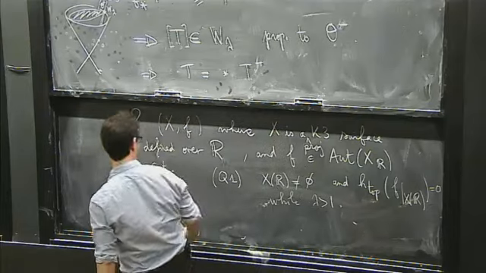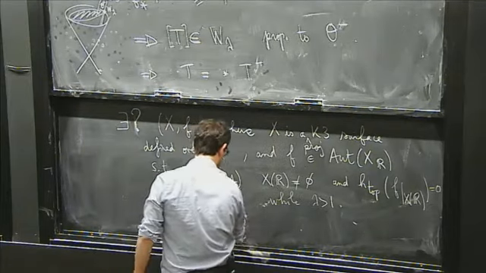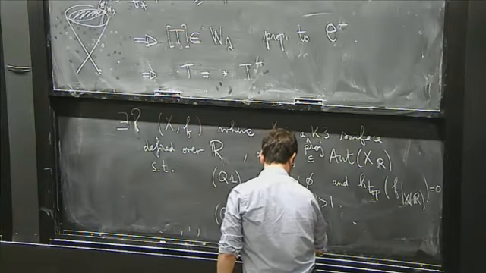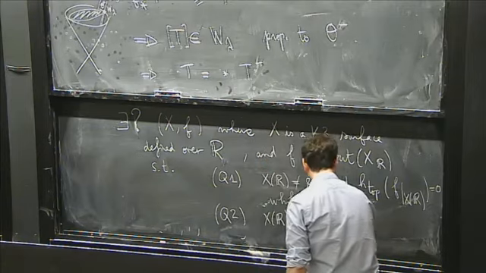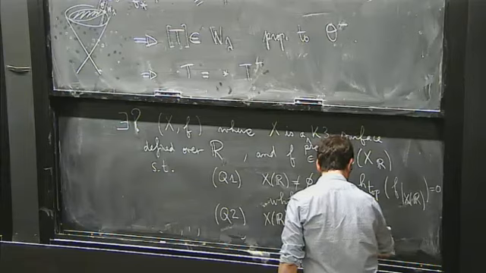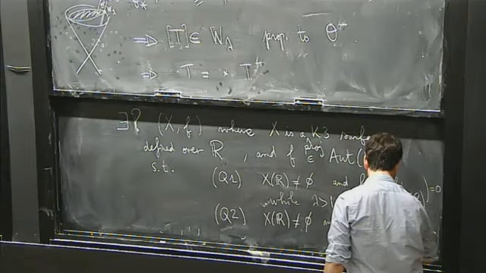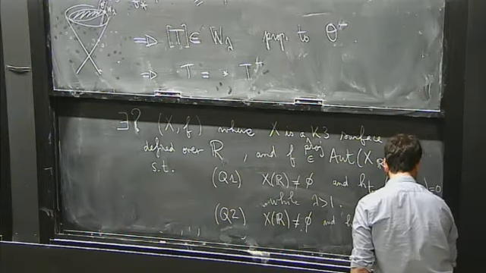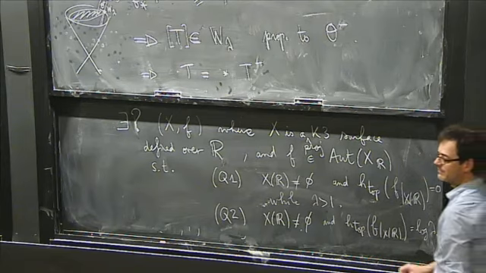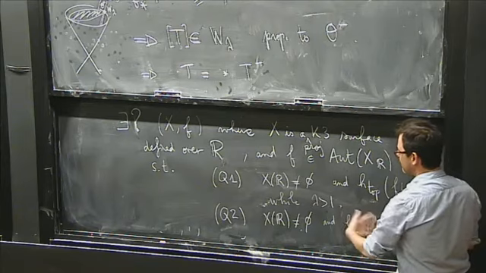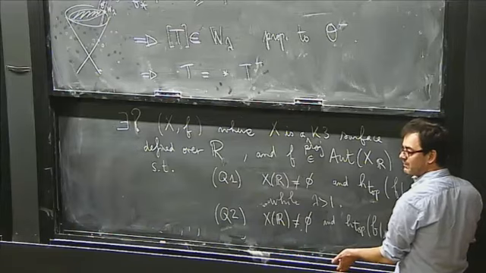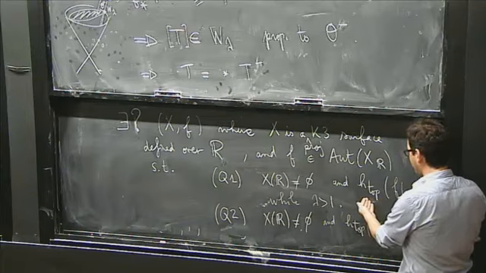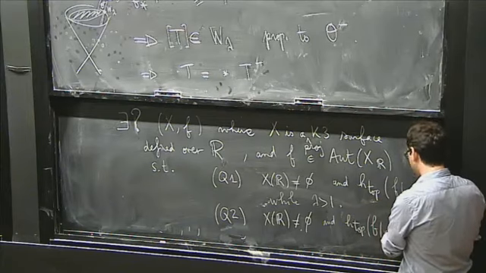And question Q2 is the opposite. X of R is not empty, and the topological entropy on the real locus is the same as the topological entropy on the complex locus, so it's log lambda. So the entropy on the real locus is in between 0 and the entropy on the complex locus. And there are two extreme cases: one extreme case is when the entropy is 0, and another is when the entropy coincides with the complex one.